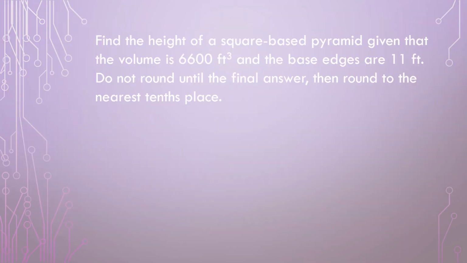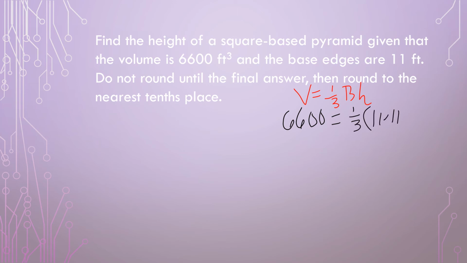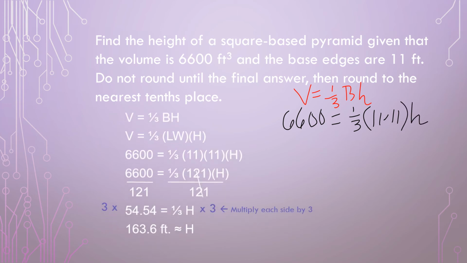Okay, so for the second one, find the height of a square-based pyramid given that the volume is 6,600 feet cubed and the base edges are 11 feet. So volume of a pyramid is 1/3 b times h. So my volume is 6,600. My base edges are 11 feet, so you'd have to do 11 times 11 and then get h by itself. So just do your basic math there.